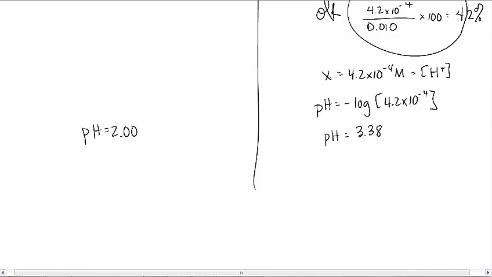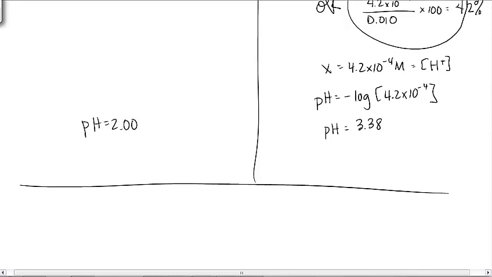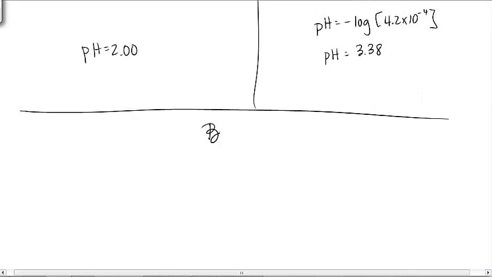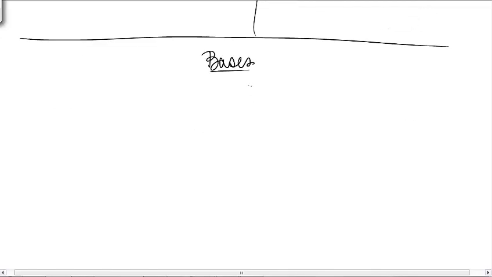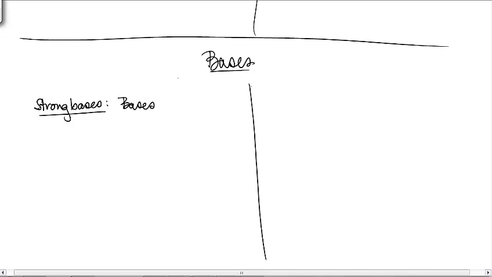First I'm going to do the same idea like we did Thursday. We're going to take a look at a comparison of strong versus weak bases. And the comparison is very similar. We're looking at strong bases being ones that completely break apart into ions. So strong bases are bases that completely break apart into ions when dissolved in water.